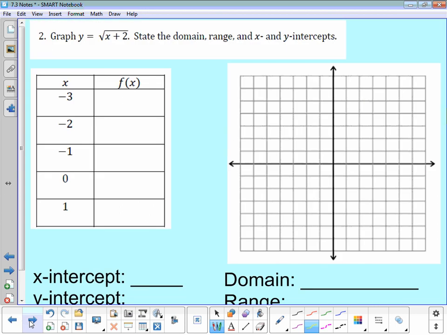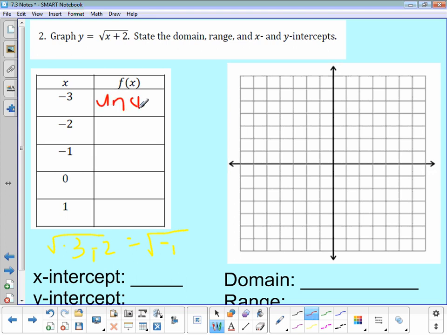It says graph the equation y equals the square root of x plus 2, state the domain and the range, and the x and y intercepts. So I'm just going to plug these values in. When I plug in -3 for x, I would have an undefined value there, because I'd have the square root of -3 plus 2, which is equal to the square root of -1. That's undefined. That's an imaginary number. We don't know how to graph that, so we actually don't have a value for that one.